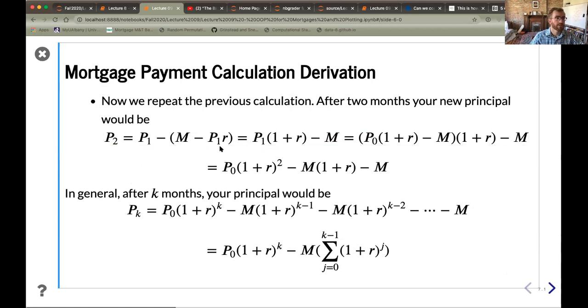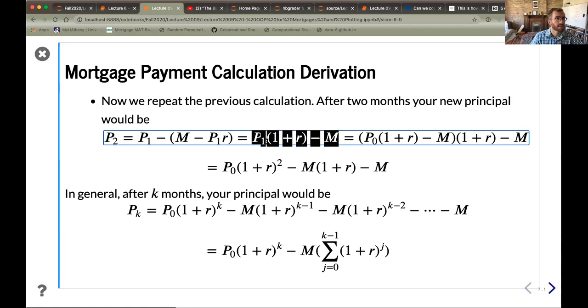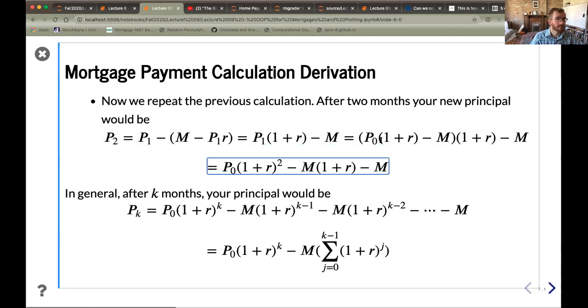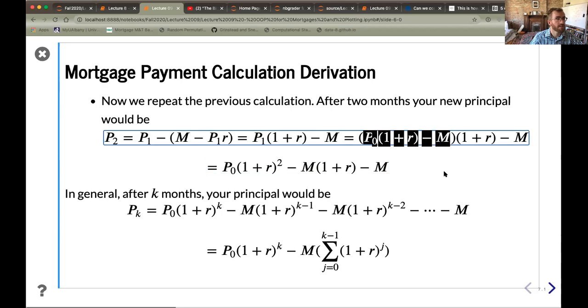So again, we can rearrange this. So it's P1 times 1 plus R minus M. So this is exactly the expression we had on the last slide, except we had P0, and that was the definition for P1. So in general, you can always write PK is equal to PK minus 1 times 1 plus R minus the monthly payment. All right, well, let's go ahead and unpack. What was P1 again? Again, we derived that. It was P0 times 1 plus R minus M. So this expression here, that's exactly what P1 was.